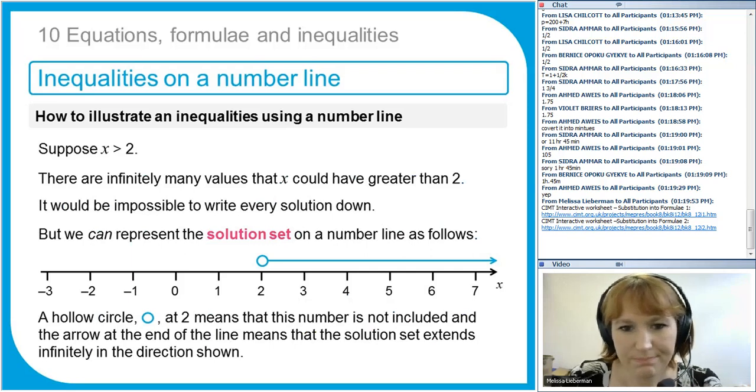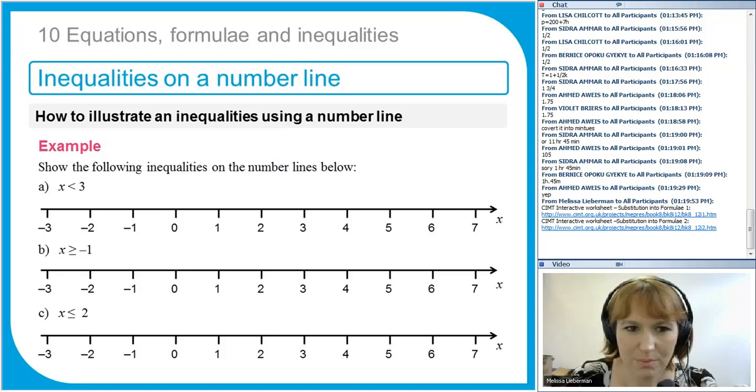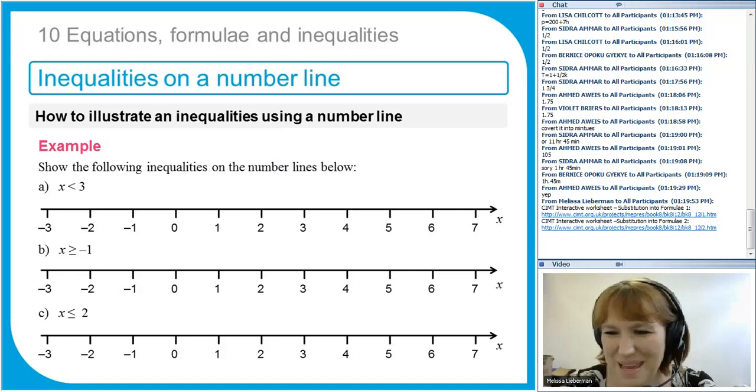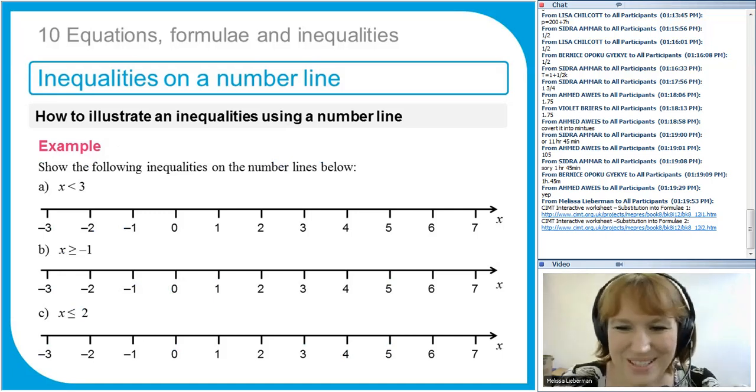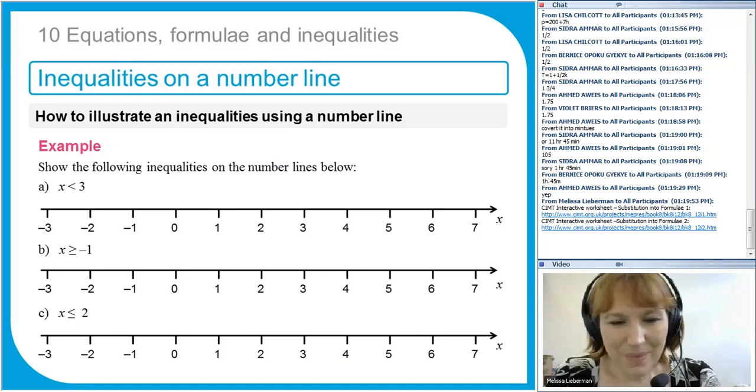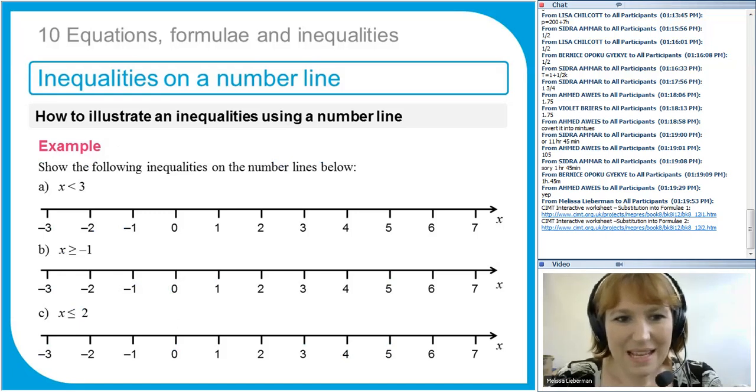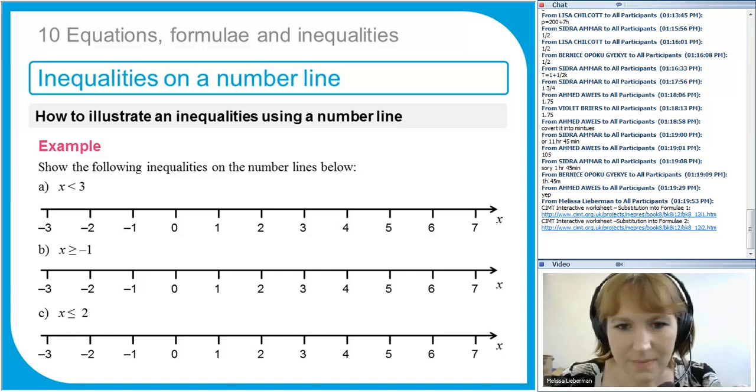Happy with that? All right, let's look at a few more. I know you can't really help me out with this by typing into the box, but we'll just look at these quickly. So part A, x is less than 3. So first of all, let's find 3 on the number line. It's there.